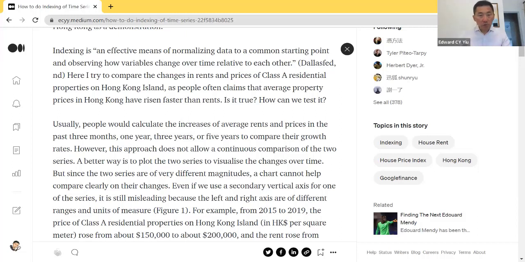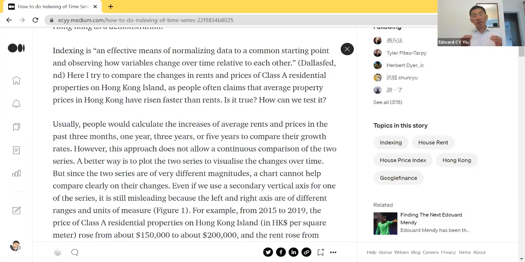It's because people often claim that average property prices in Hong Kong have risen faster than rents. So this demonstration will try to answer these questions. Is it true? And how can we test it?